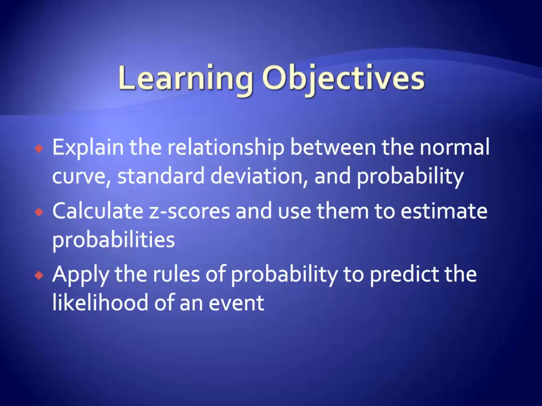After completing this lesson, you will be able to achieve the following learning outcomes. While some of these may be a review, others may be new to you. These learning outcomes focus on understanding what the normal curve is and learning how to use it to predict the likelihood of future events through the calculation of z-scores. I'll discuss each of these points in turn.